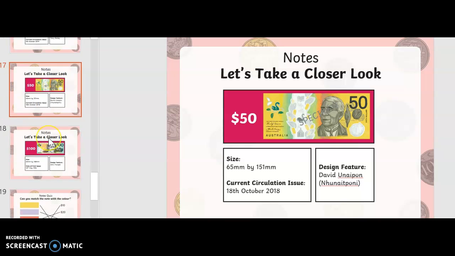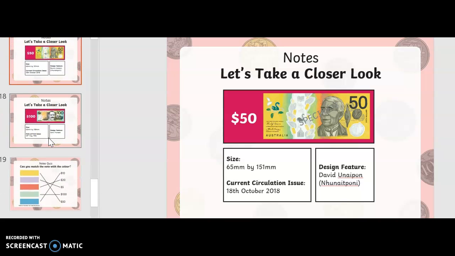Now we've got a $50 note. Wow. So this is an Aboriginal person or Indigenous person, David Unaipon. Very hard to say some of those words. But this is what our $50 note looks like. Notice the swan. There's a reason for the swan there.